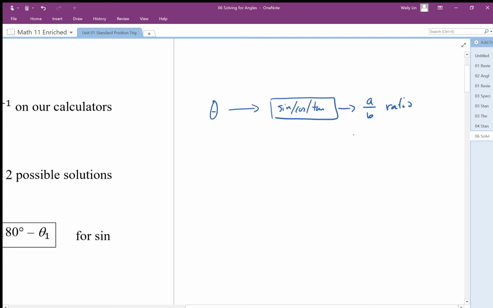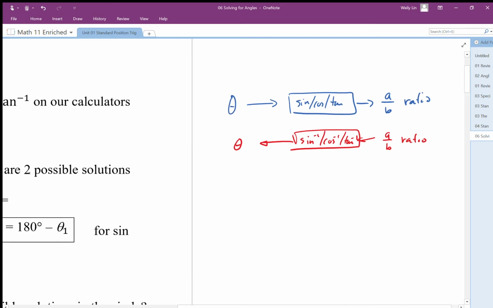If we want to go the other way, we start with our ratio A over B. If we're going in the other direction, we use our arc sine, arc cos, and arc tan. Okay, and our output is our angle. Okay, so now it's important to understand that with sine, cos, tan, our input is always our angle, our answer or output is always our ratio, and the reverse is true here.